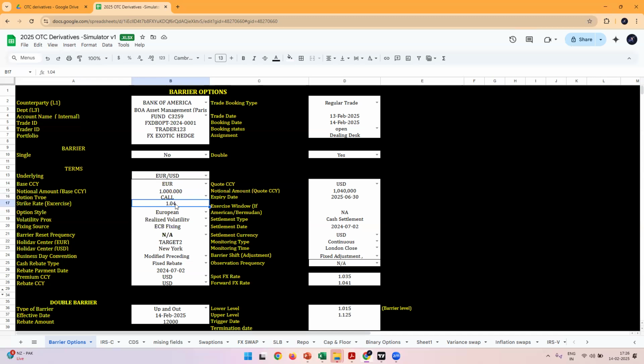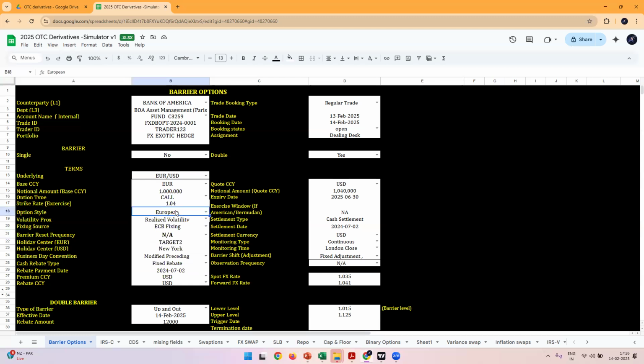When I say I, the trader from the hedge fund has the right to take euro at 1.04. So this is most important. The strike rate has to be captured correctly. Then again in options you have American, Asian, European, Bermuda. So here we are using a European option.